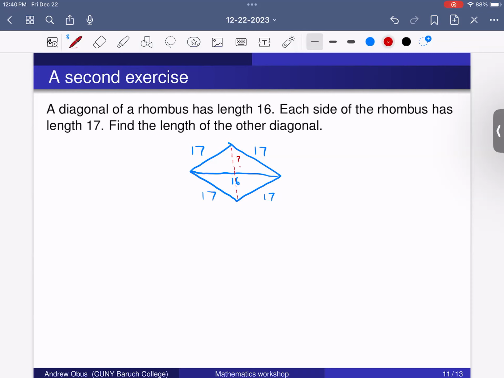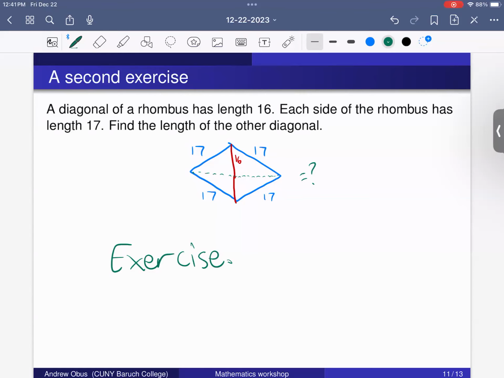Okay, so that's going to be, oh wait, let me draw this the other way. I don't think it's going to be the longer one. Let's say this one has length 16. And then the question will be, what is the length of the other diagonal? Okay, so this we're going to leave as an exercise.